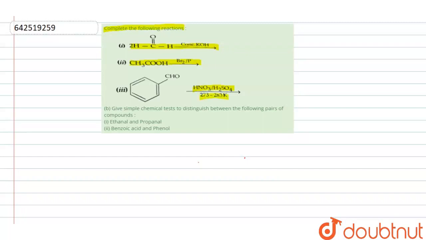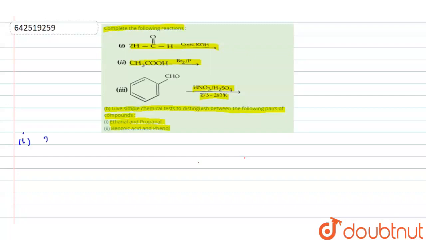273 to 283 Kelvin. There is a subpart for this question, which is: give a simple chemical test to distinguish between the following pairs of the compounds. The pairs of the compounds are ethanol and propanal, and the second one is benzoic acid and phenol. So we'll do the question in parts. The first part is we'll complete the following reactions given.